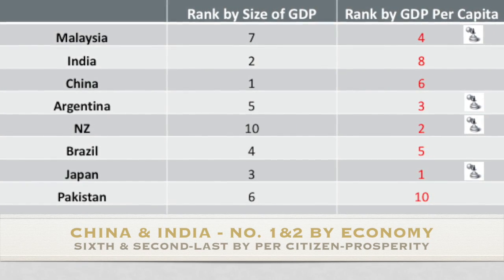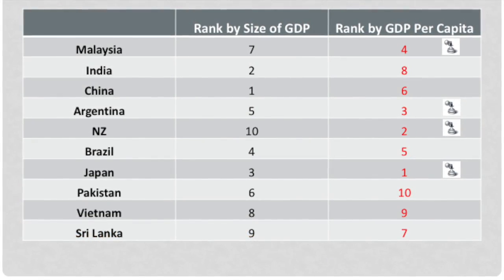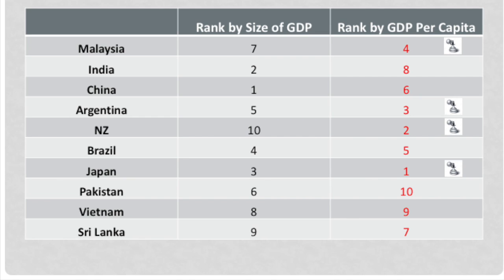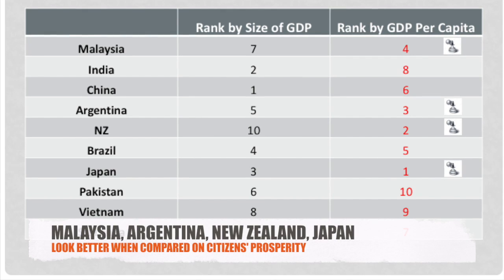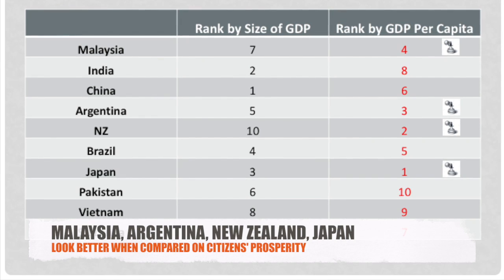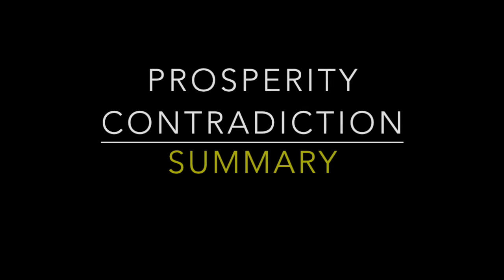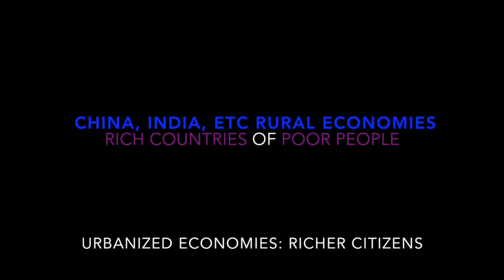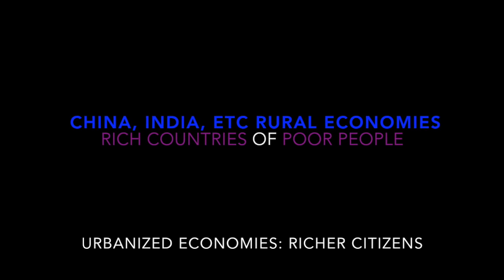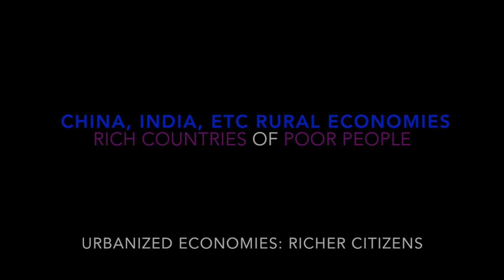Two of the most powerful countries or economies in this group have citizens who are quite poor. New Zealand, Malaysia, Argentina and Japan do not top in terms of their country's power, but their citizens are definitely more prosperous. Isn't it evident that certain countries like India and China are rich countries of poor people, primarily because they still depend a lot on rural economies?